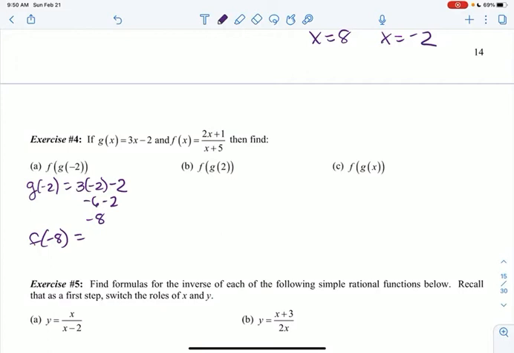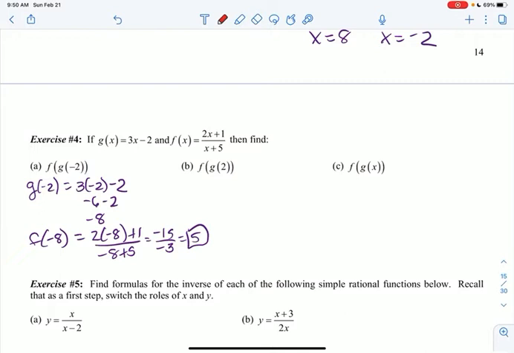Okay, so f of negative 8 is 2 times negative 8 plus 1 over negative 8 plus 5. That's negative 16 plus 1, which is negative 15. On the denominator, negative 8 plus 5 is negative 3, so that equals 5. Let me change colors for this one.